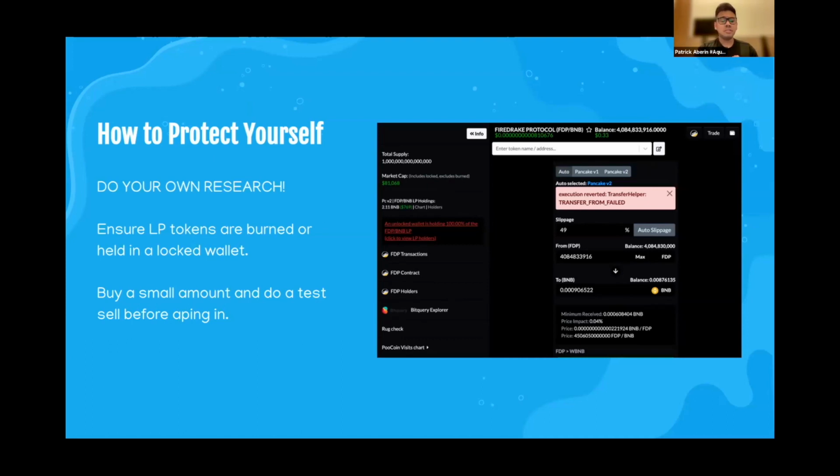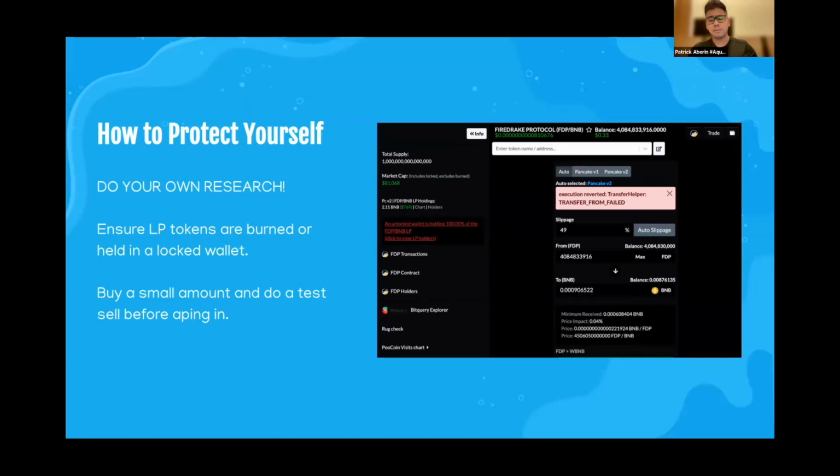So at any point, that unlocked wallet could just withdraw all of the liquidity by exchanging their LP tokens. And for any new token you're going into, or even if you receive any new tokens, try to buy a small amount and do a test sell before aping in, or even just try to sell the tokens that you receive and see if it'll even work.